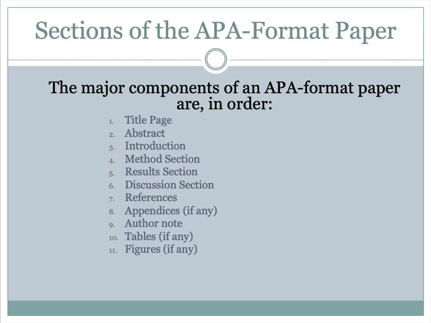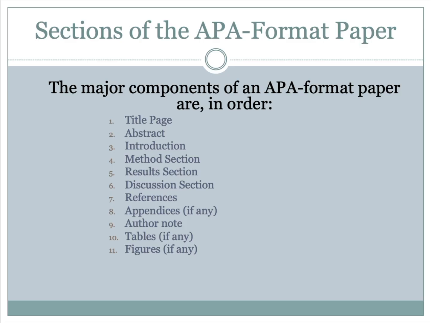The major components of an APA formatted paper are listed here, going in order, starting with a title page. Everybody's first page of the paper is going to be a title page. You know, title page is page 1. The abstract is on its own page, so the abstract page is always going to be page 2. The introduction starts the body of the paper, and that's always going to start on page 3.